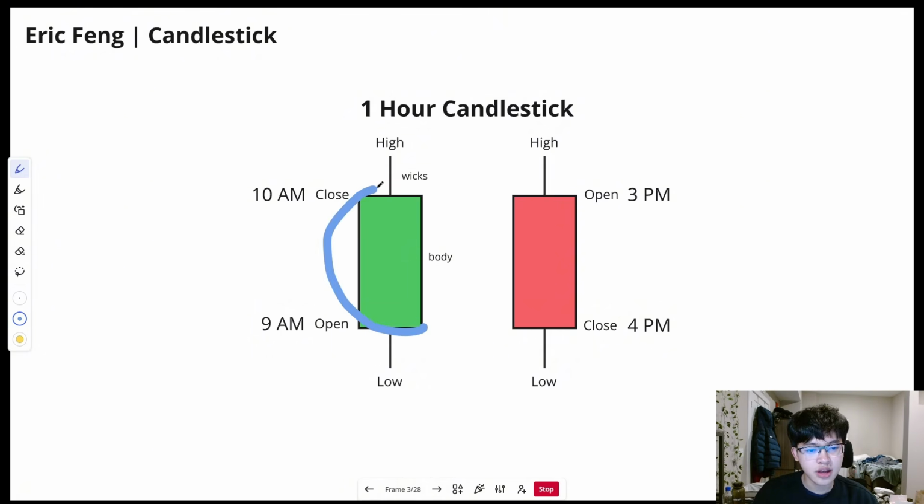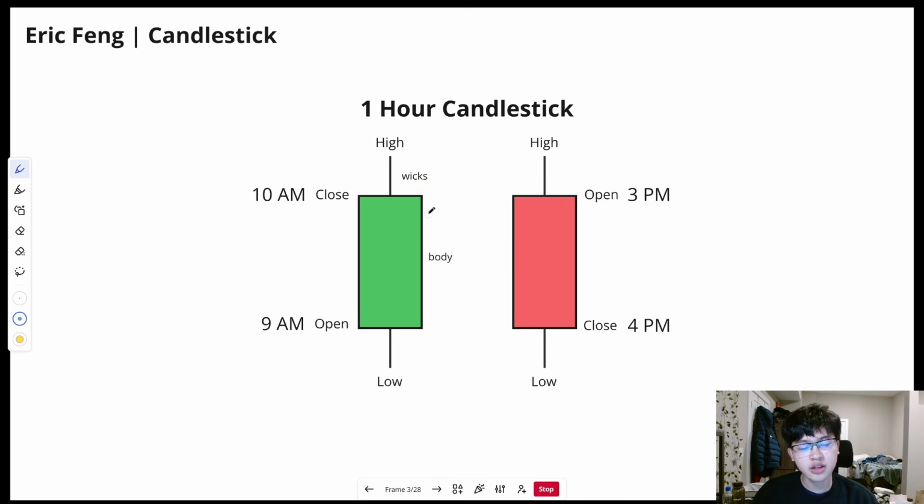So this is telling us that we went up this amount, and that's what the body is telling us. If our body is bigger, in this case, it's pretty big. It's telling us the price went up a lot. And if the body was smaller, that means that the price didn't really go up that much. And we also notice these lines that are above and below. So these are called wicks.